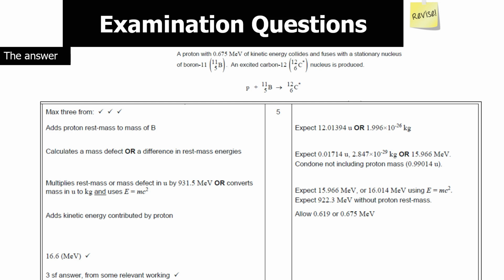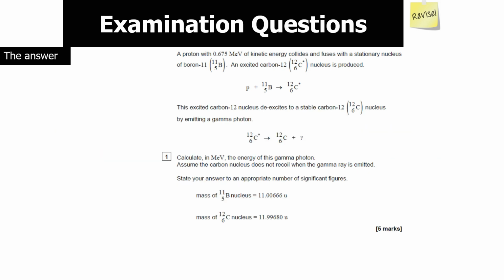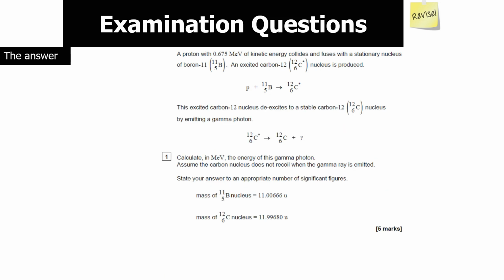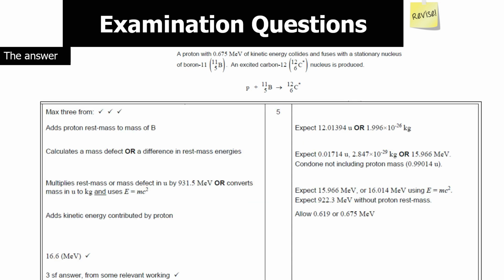Again, that's a conversion factor. You've just got to learn how to convert between u and MeV, which is by multiplying by 931.5, and at that point we've got our energy in MeV. We can then add the kinetic energy contribution by the proton, which we're told in the question is 0.675. So at that point we get 16.6 MeV, and we give our answer to three significant figures. Why is that? Because the number of significant figures given for energy in the question is 3, because it's 0.675. So we give our answer to the same number of significant figures as the value given in the question, which is 3. So therefore it is 16.6 MeV.